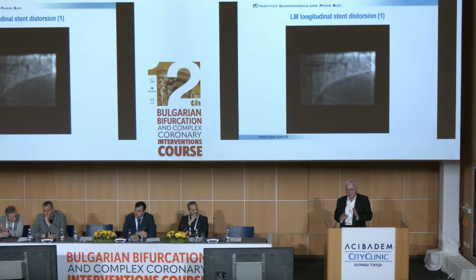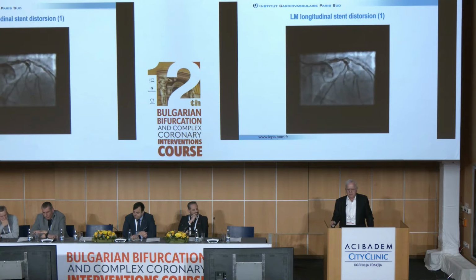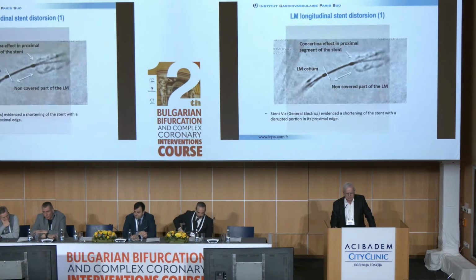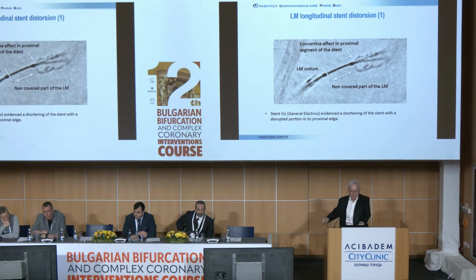So in this situation, when you have a jailed wire, the guiding will push the stent. This is exactly what occurred. So you see the tip of the guiding still at the ostium, and you see now the stent, which is 7-8 millimeters more distal.